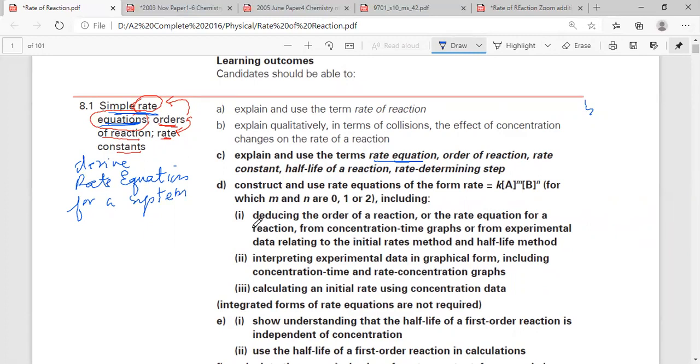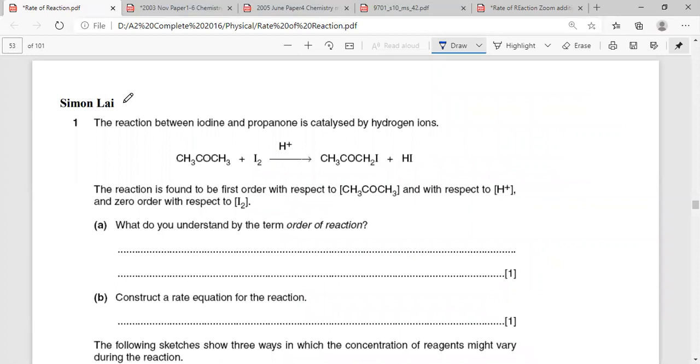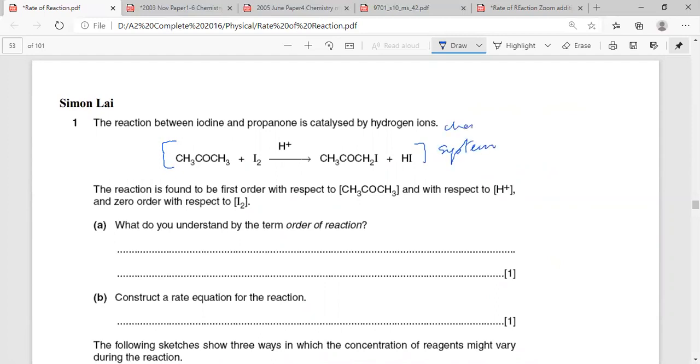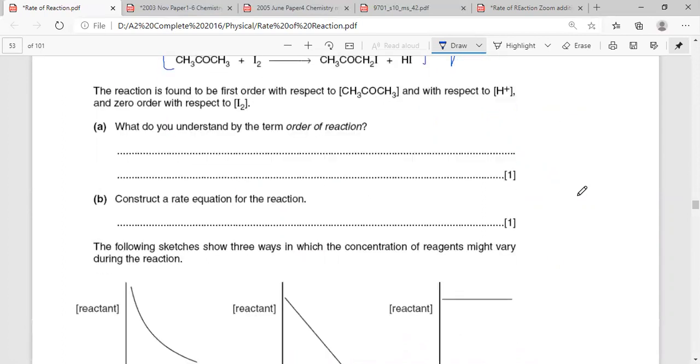I'm going to show you three, okay? Question 53 here. Now, this is the famous reaction, to iodinate the propanone. This one here. Now, this is a system. It's a chemical system. You call it a system when you do entropy, remember? Now here, rate order, after that, here.